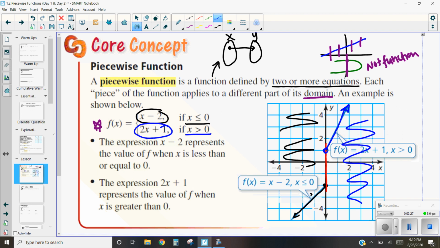Now, we are going to be looking at a couple different ways that we can deal with piecewise functions in the future videos. So we're going to be talking about how to evaluate piecewise functions, how to graph them, how we would write them when we're given a graph, and how to apply them in the real world.